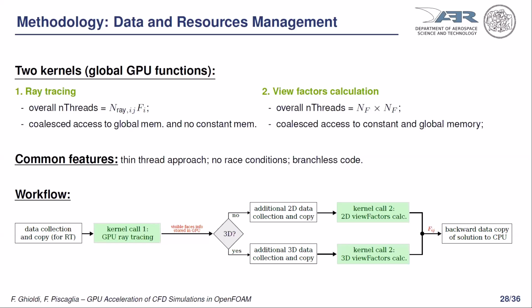You perform the kernel call 2, so you perform the calculation of the view factors by using something which is already resident on the GPU, and then you retrieve the final information, which is the value of the view factors, and you move it back to the CPU in order to be printed or saved onto the mesh.